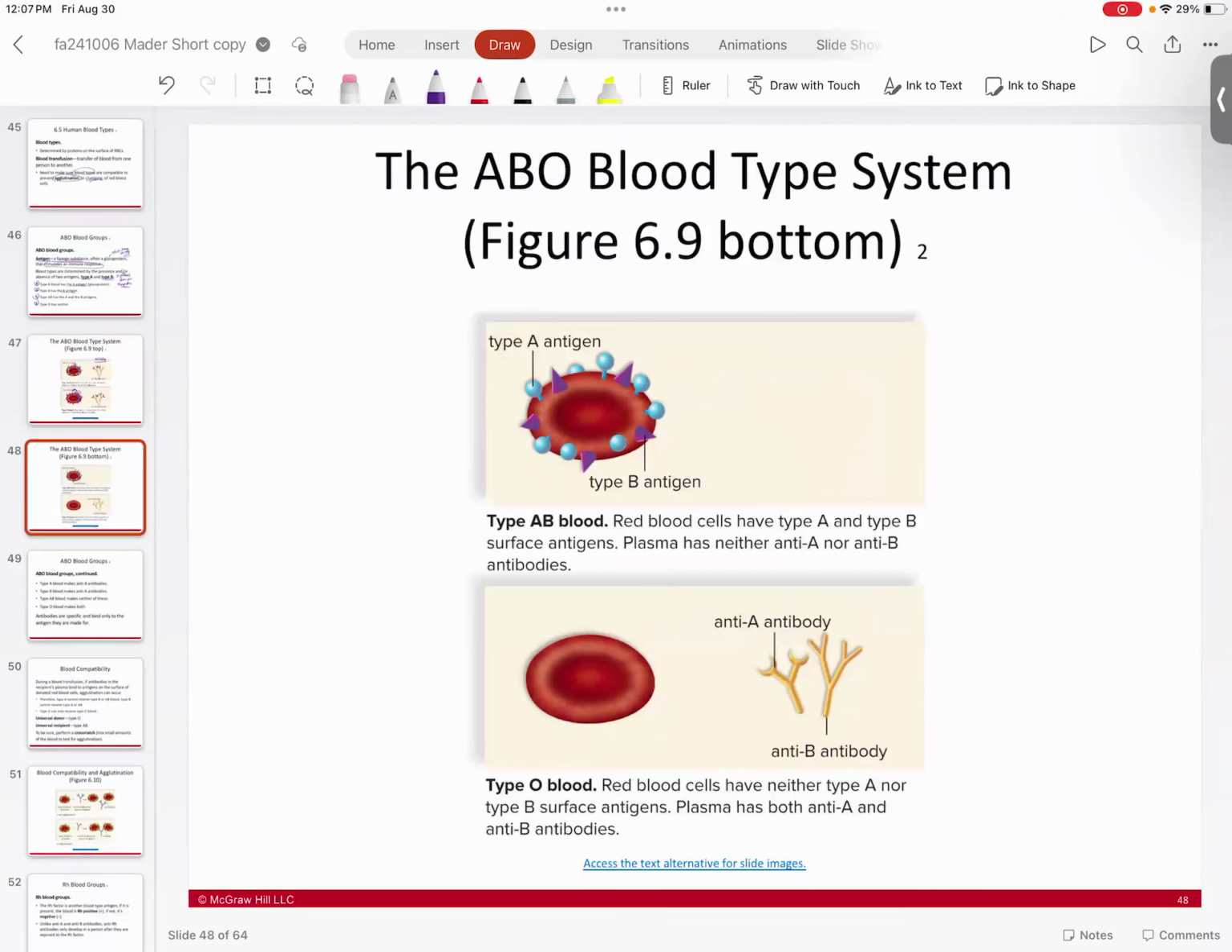A person with AB has both the A-type and the B-type. So it doesn't make any antibodies at all because its immune system grew up with both. I know what A looks like and I know what B looks like. And then an O-type person doesn't have either of those, A or B. So for them, they make antibodies against both. They don't recognize A, so they make an antibody against it. They don't recognize B, so they make an antibody against that. So they make antibodies against both.